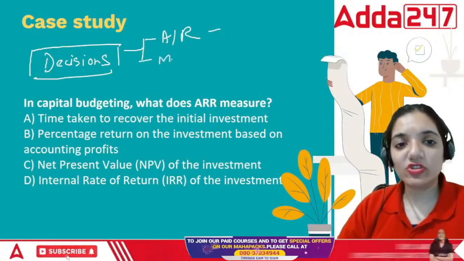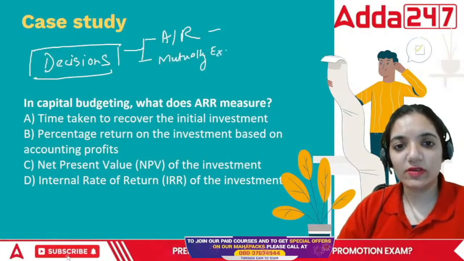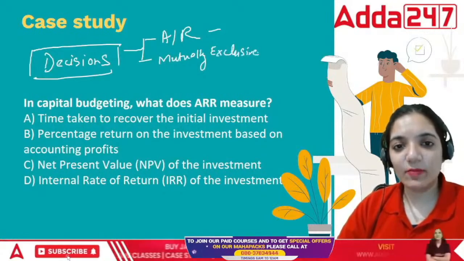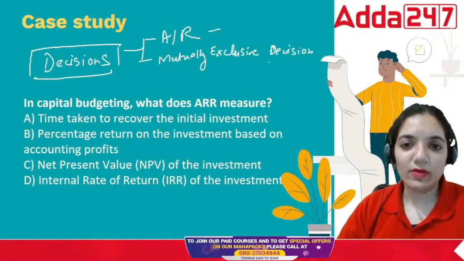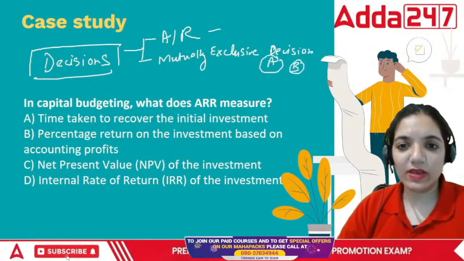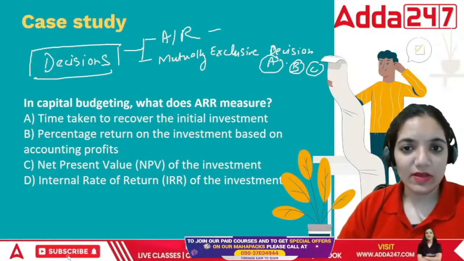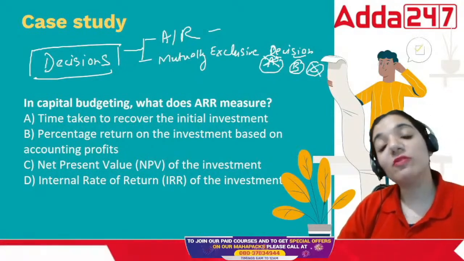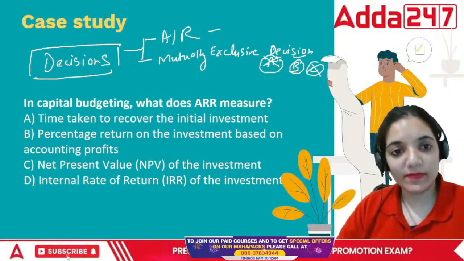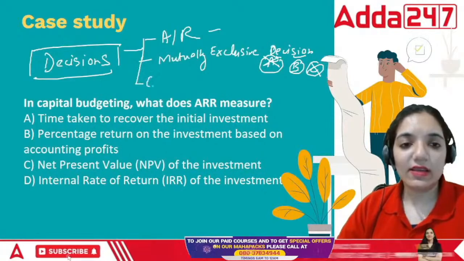Second is mutually exclusive decision. In this case, I put 3 plans in front of you: machine A, machine B and machine C, based upon their usage, and I ask you to choose one. You say B has the maximum benefit, so I am rejecting these two. That is called mutually exclusive. You just have to choose one. Last point: accept or reject, mutually exclusive, and last is capital rationing.